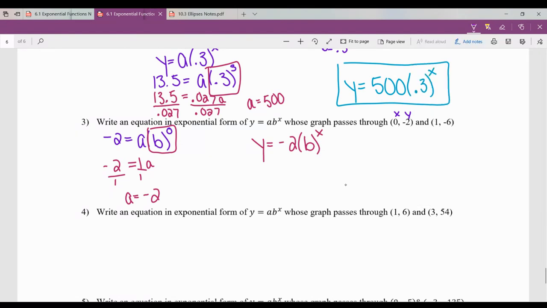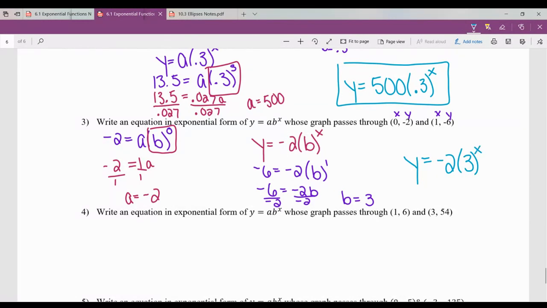And now I'm given another point, another x and y, so I'm going to plug that in again. So we've got -6 equals -2 times b to the 1. So that's going to be -6 equals -2b. I divide by -2 to solve for b, so b equals +3. So now I have the a and I have the b, so I can write my equation, which is y equals -2 times b to the x, so times 3 to the x. And that's my equation.